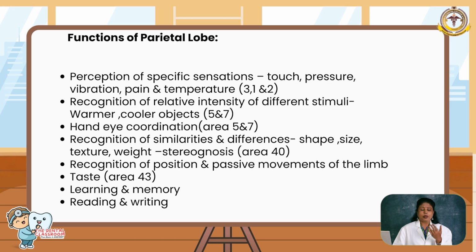Then recognition of our position of the body and passive movement of the limb. Whenever we are sitting or standing, we are aware of our position. That is because of this parietal lobe. Then learning, memory, reading, writing, all are a part of parietal lobe.